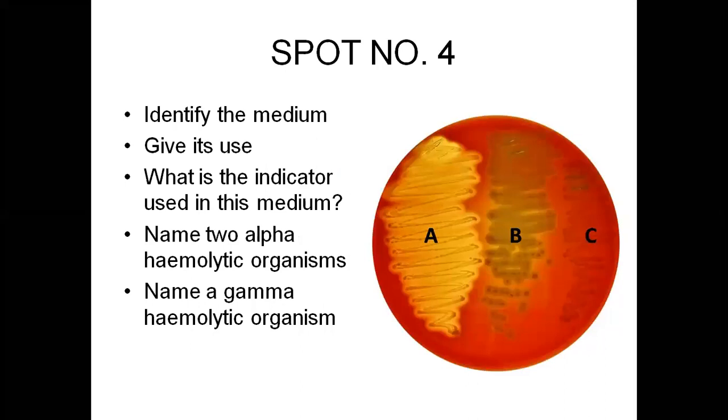This is another culture plate. This medium is blood agar. Again, it is a nutrient agar, but the only added thing is blood. So it will form a blood agar. What is the use? It is used to differentiate between hemolytic and non-hemolytic bacteria.